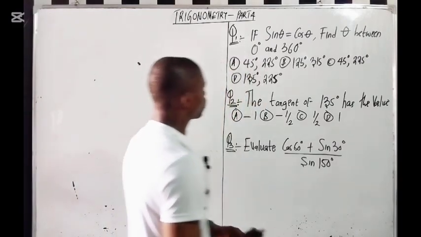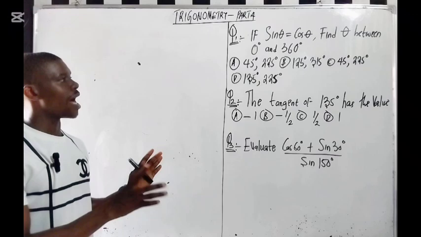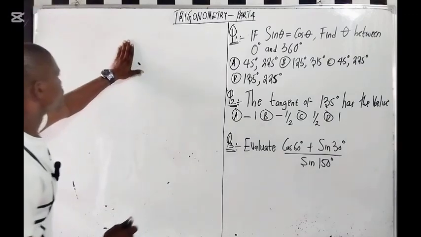So let's look at the first question here. Find theta, where cos theta equals this. They now say find theta between 0 and 360. So how do you do that?